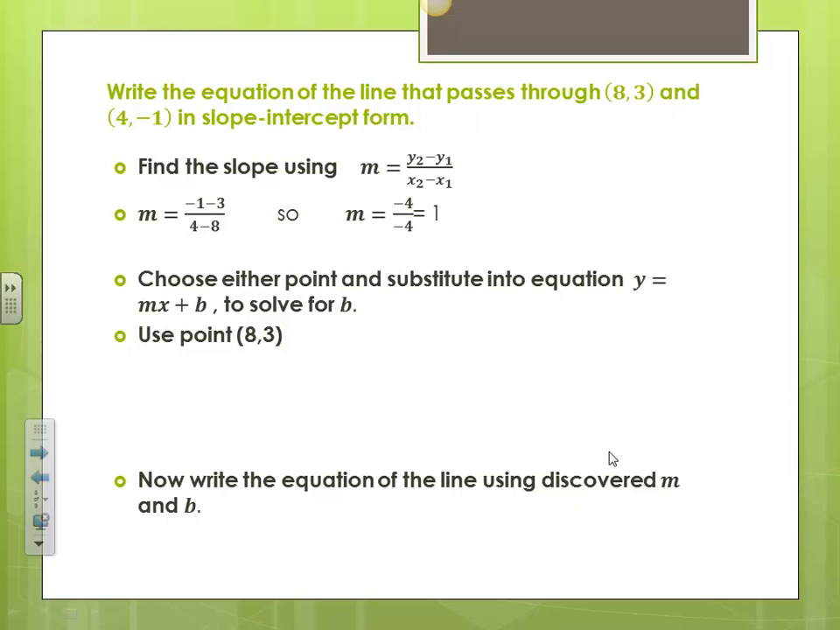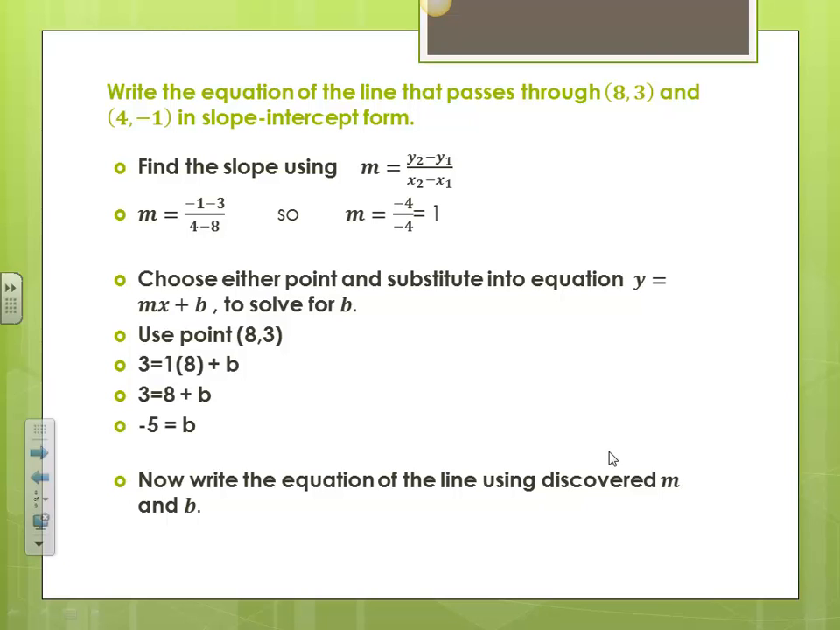Now I can choose either point and substitute it into the equation y equals mx plus b to solve for b. I'm going to use the point (8, 3) just because I don't want to have to deal with a negative. So I have the equation 3 equals, my slope is 1 times 8, that's my x value, plus b. So 1 times 8 is 8. So I really have 3 equals 8 plus b. Subtract 8 from both sides. Negative 5 equals b.